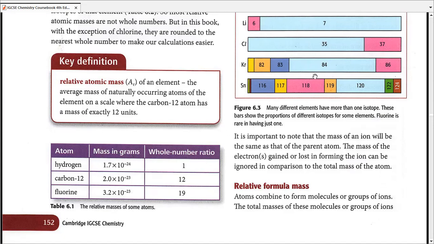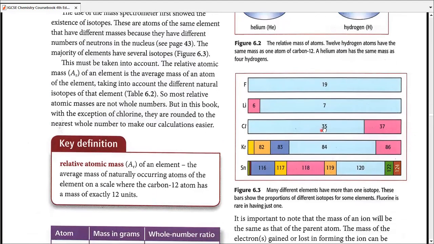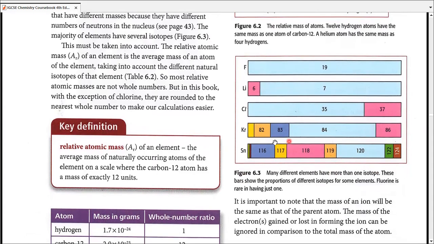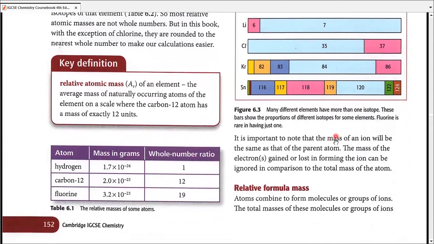Now, different elements have different numbers of isotopes. For example, fluorine has just one isotope, lithium has two, chlorine has two. If we discuss krypton, we can see five different colors, out of which four are stable isotopes. If we look at tin, it has one, two, three, four, five, six, seven stable isotopes can be seen over here. But there are more colors over here. It's just that we have taken stable isotopes for this one.